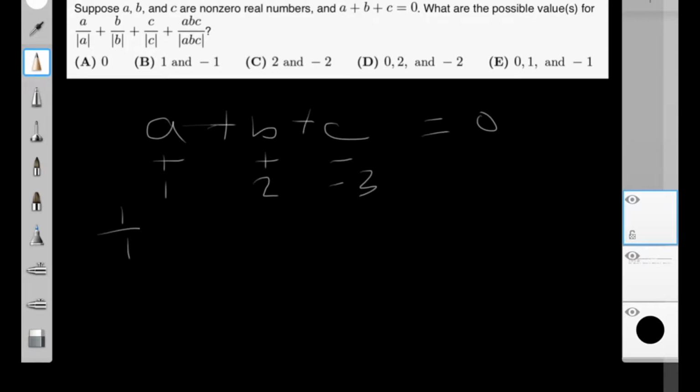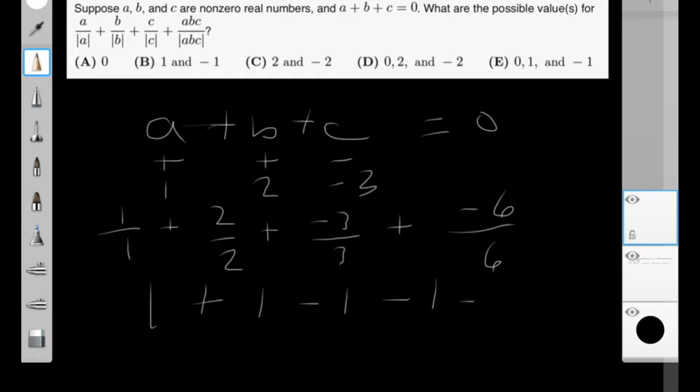So 1 over 1 plus 2 over 2, plus negative 3 over 3 plus negative 6 over 6, which is 1 plus 1 minus 1 minus 1, which is 0. So this is our result from the first scenario, where two are positive and one is negative. The only possible value from this is 0.